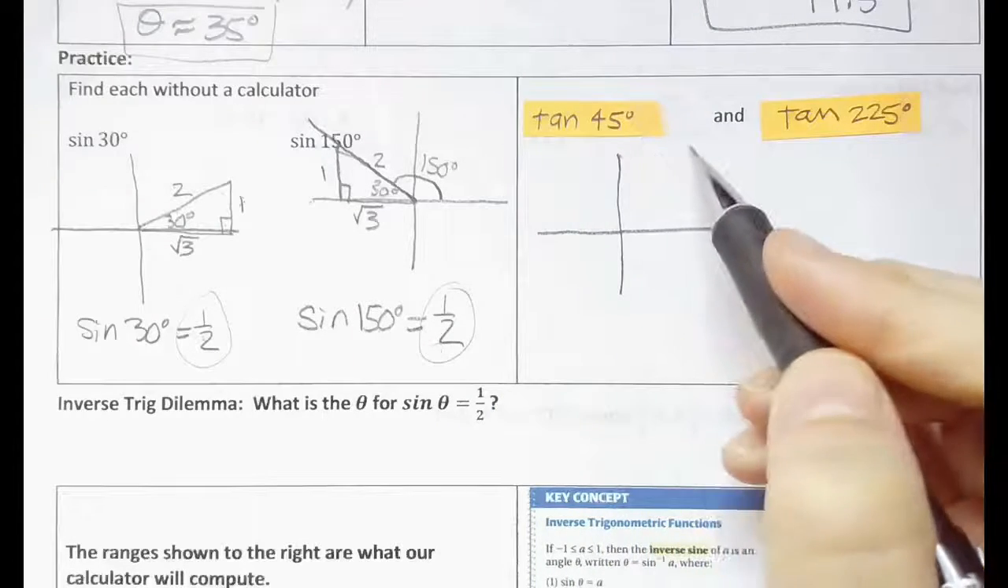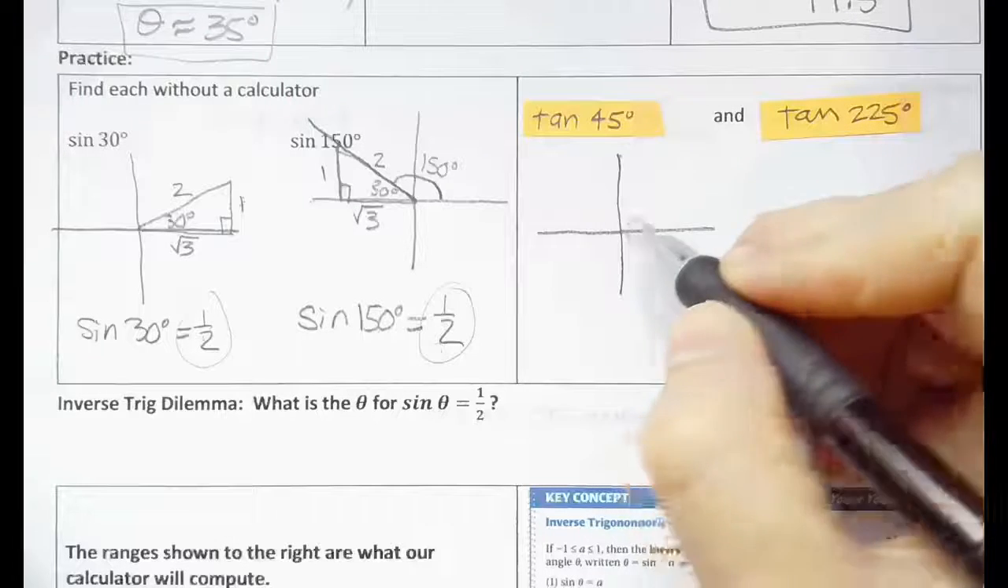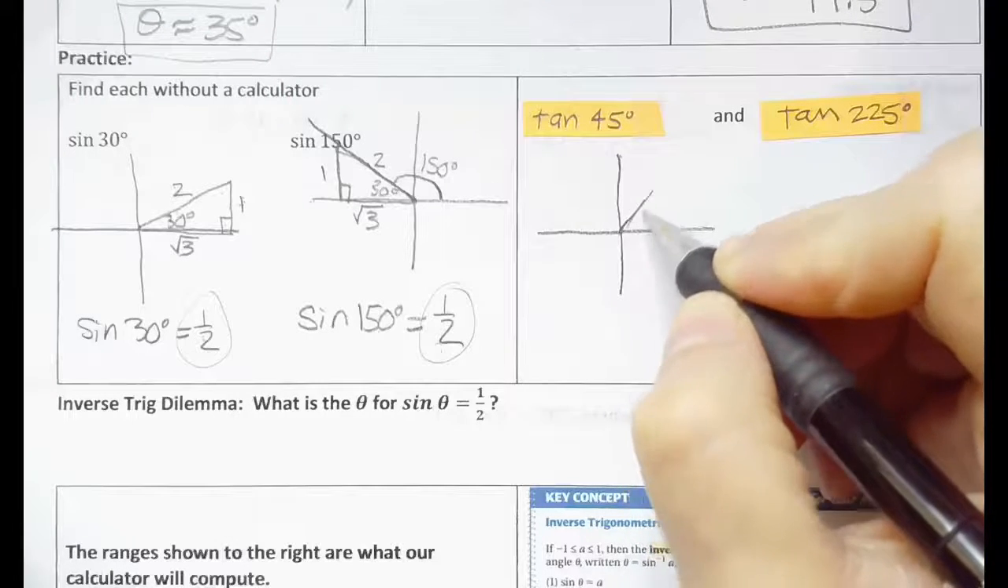I patched this up because I'm planning to change your notes. I just didn't want to reprint mine.